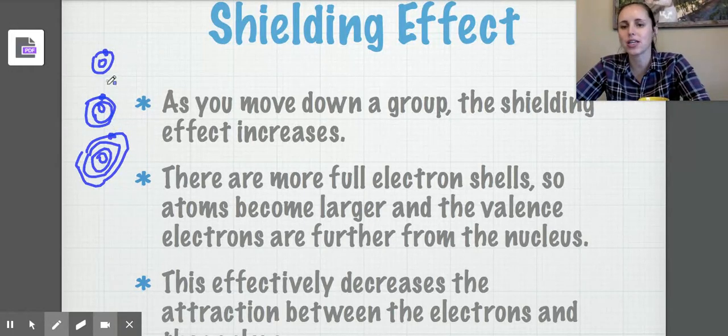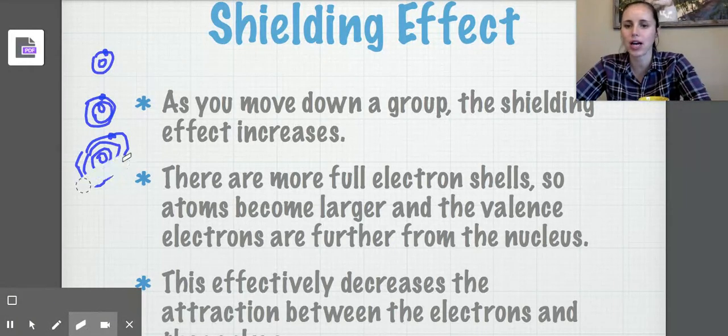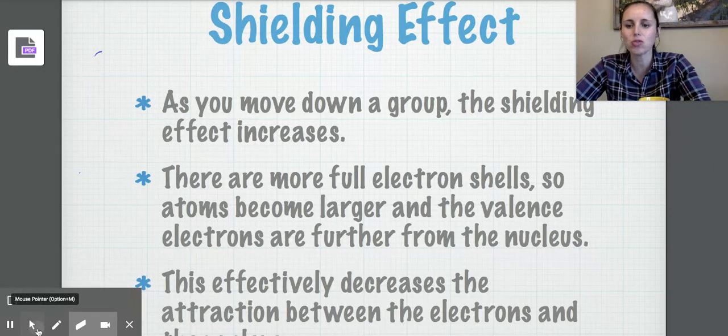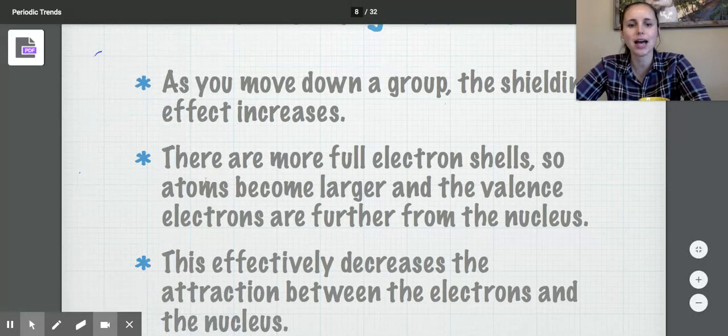So as we go down, we're going to see the number of shells increase. We're going to have 1 shell, 2 shells, 3 shells. Since we're increasing the number of shells, that means there is going to be a greater shielding effect as you move down a column on the periodic table. So as you move down, we're going to see an increase in shielding effect. There's going to be more full valence electron shells, so the atom is going to become larger. So as you move down a group, the atom is actually going to become larger.